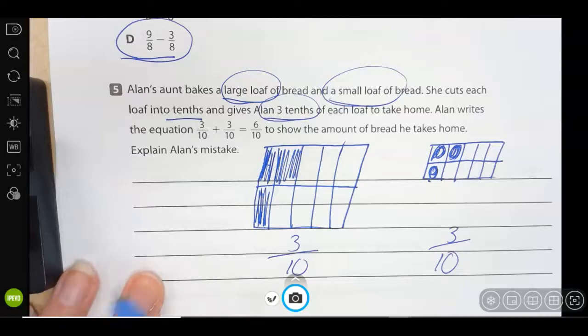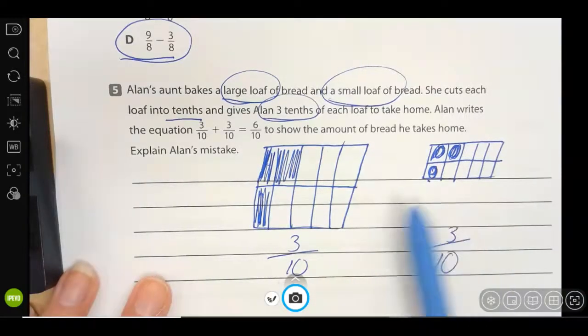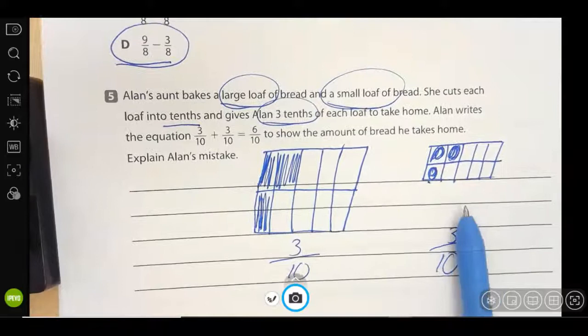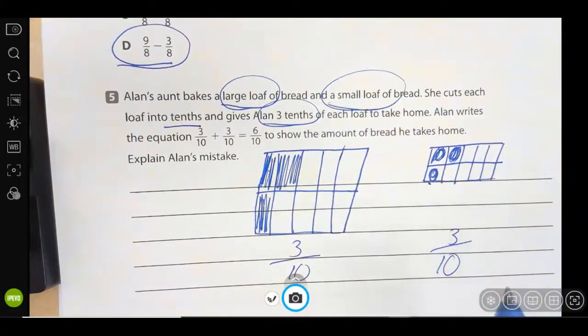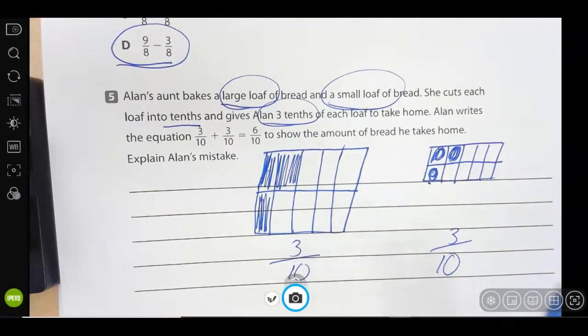Okay, guys? How do you feel about tomorrow's standards mastery? 4, you think you're going to do awesome. 3, you got it. 2, we may need some more practice. 1, you're not even sure what we're doing. Okay, awesome.